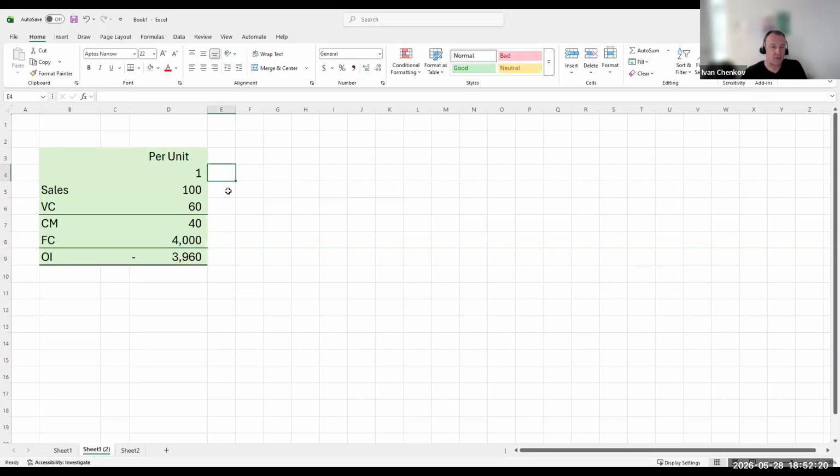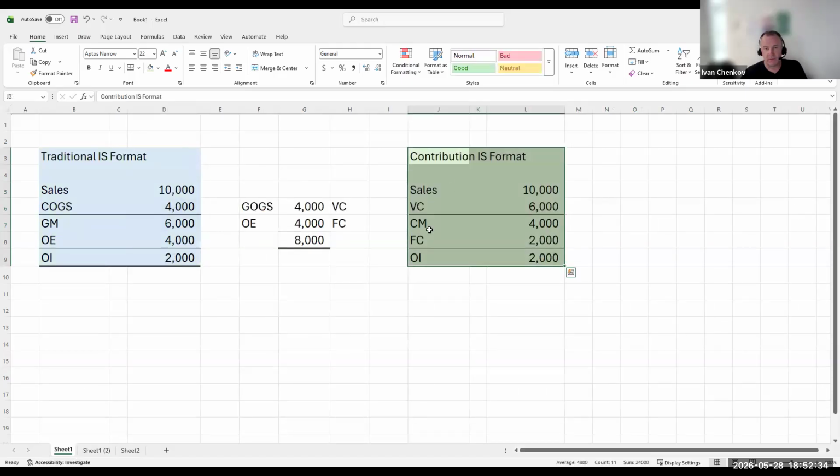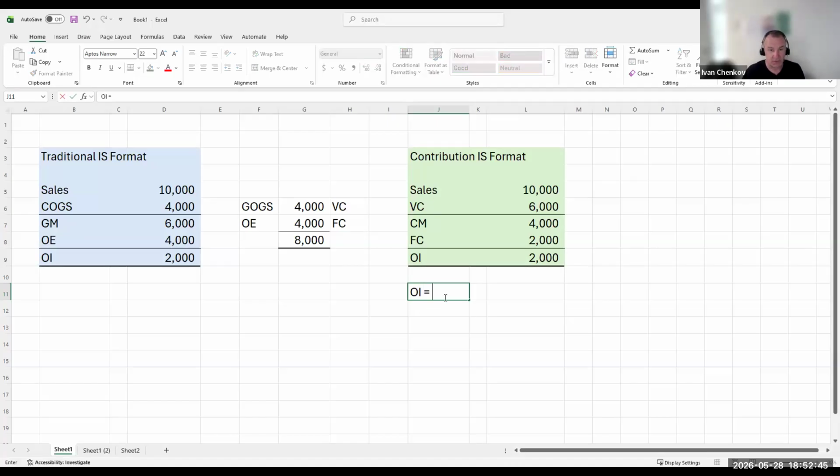Now, why do we need this? Because the single product is the one that's going to determine how much contribution every single product is going to give to your company. Now, from the previous calculation on this contribution income statement, what formula can we come up with? We can easily come up with this formula: operating income in this case is always equal to what? Sales minus variable cost and minus fixed cost.